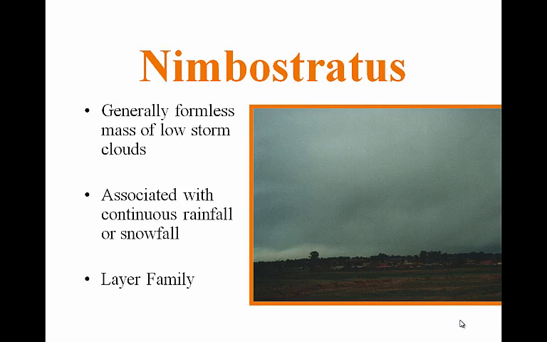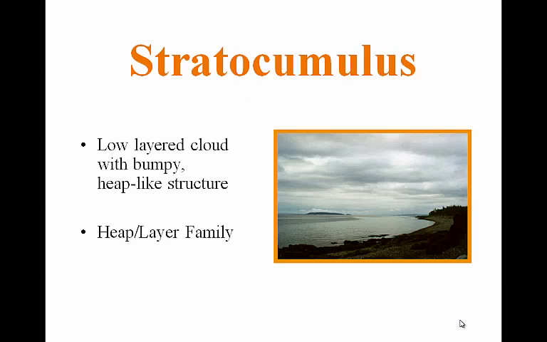Nimbostratus clouds are generally a formless mass of low storm clouds. They are associated with continuous rainfall or snowfall if the temperature is cold enough. And these are from the layer family. So nimbostratus clouds are most likely associated with some form of precipitation. Stratocumulus clouds are low-layered clouds with bumpy heap-like structures. And these are from the heap and layer family.